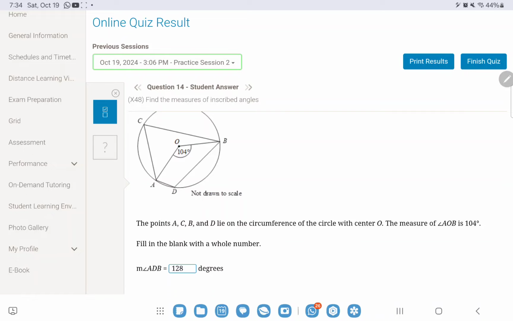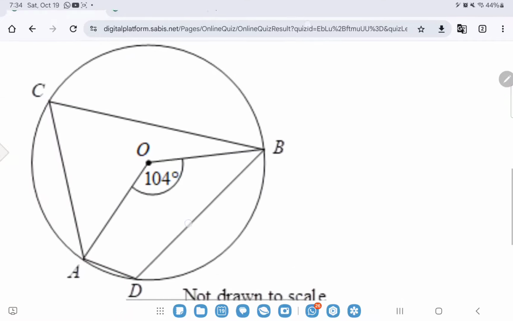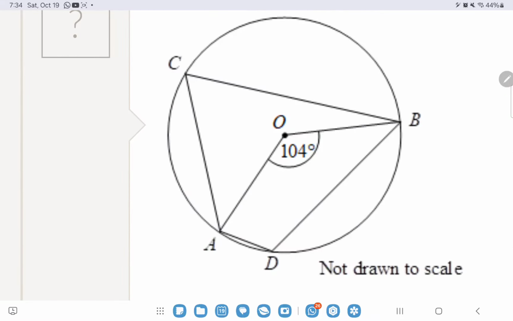So the points A, C, B, and D lie on the circumference of the circle with the center O, and the measure of AOB is 104. They want ADB. Let's start. It's really easy. If this is 104, then this angle is half of 104. Half of 104 is 52.